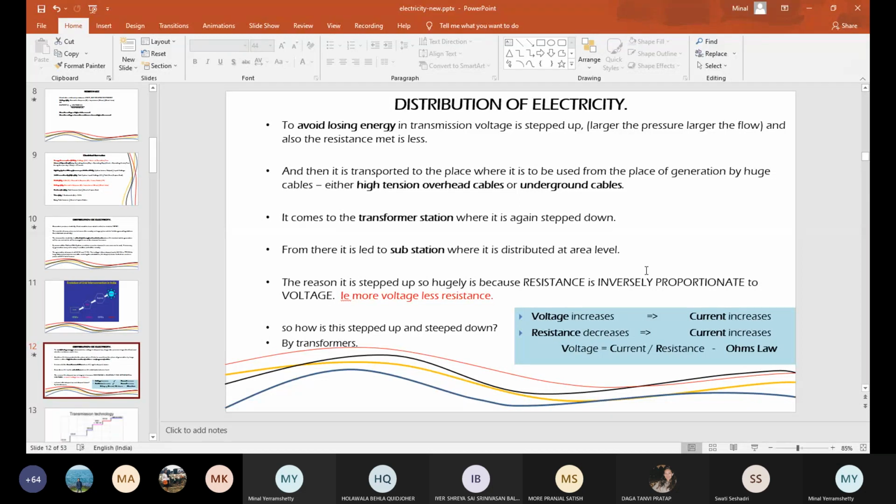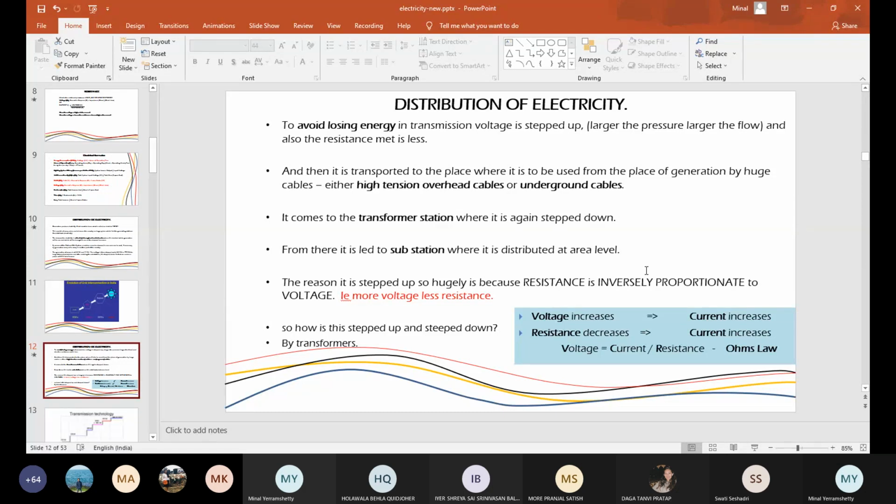I'm just capping it up. It comes to the transformer station where again it is stepped down. From there, it is led to the substation where it is distributed at area level. Generally transformer station and substations are more or less at the same place. You don't keep them at separate places, right? From there, it is led to the substation where it is distributed at area level.